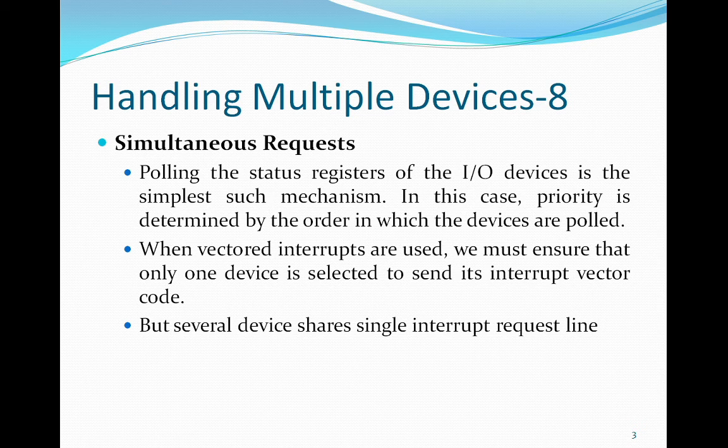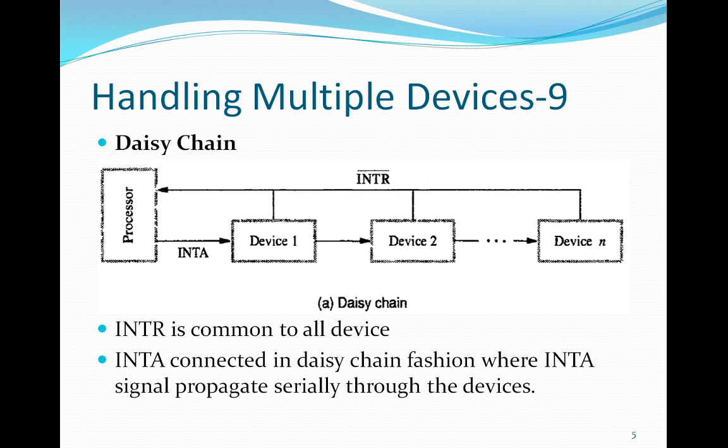Here, the processor simply accepts the request having the highest priority. If several devices share one interrupt request line, then it has to decide a mechanism to handle those requests. Polling the status register of the IO devices is the simplest mechanism here. In this case, the priority is determined by the order in which the devices are polled.